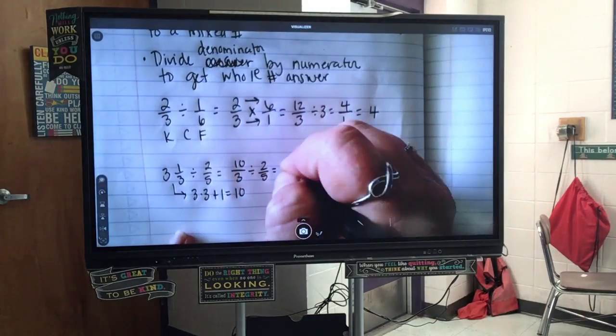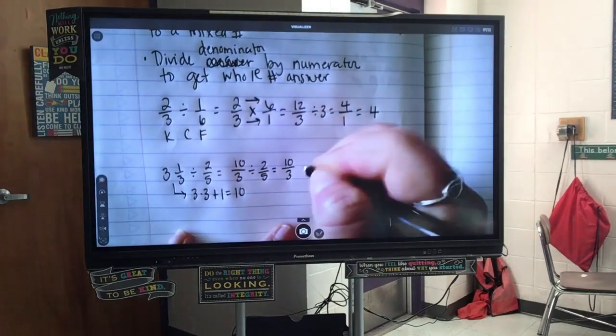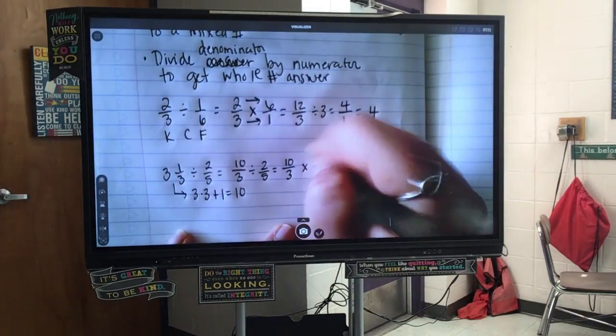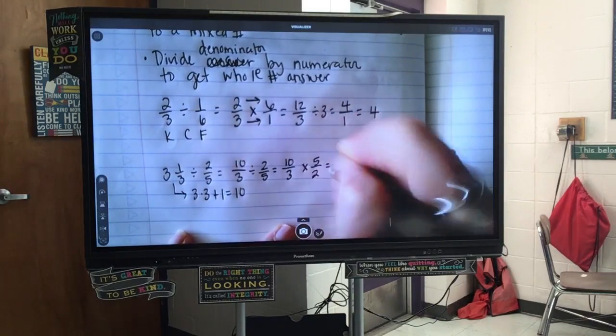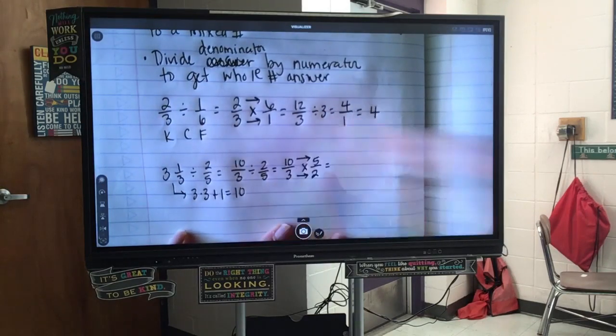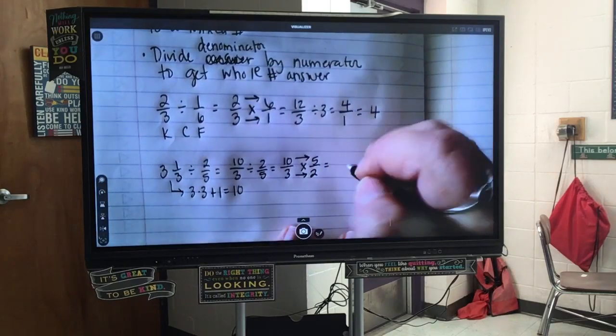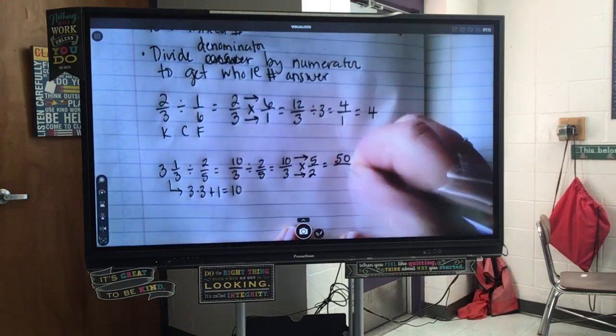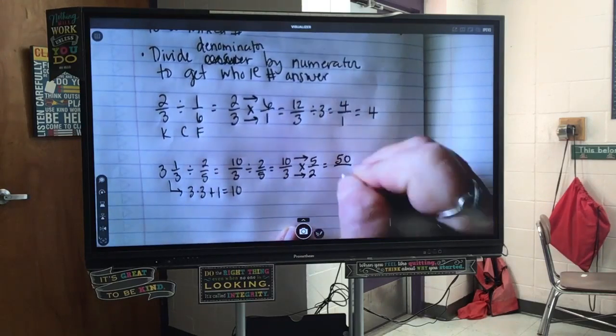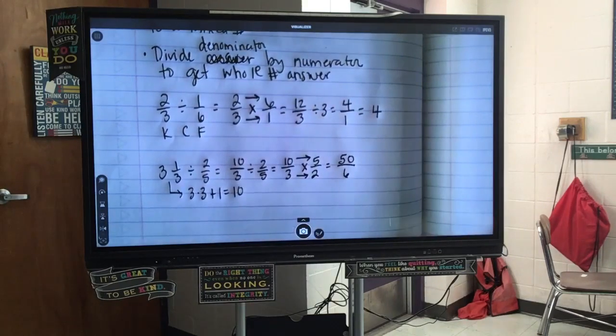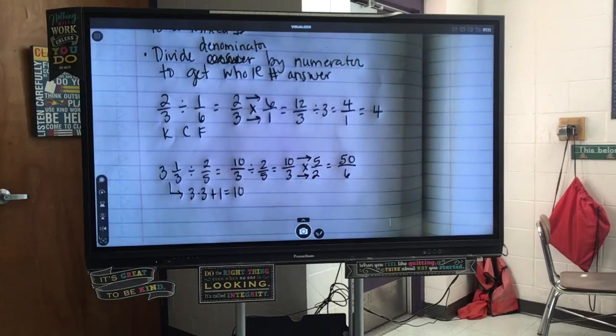So I'm going to keep change flip, so 10 thirds times 5 over 2. Multiply straight across. What do you get when you do 10 times 5, William? 50. What do you get when you multiply 3 times 2? 6. Alright, and then how do I take 50 over 6 and make it a mixed number? What do I do there?